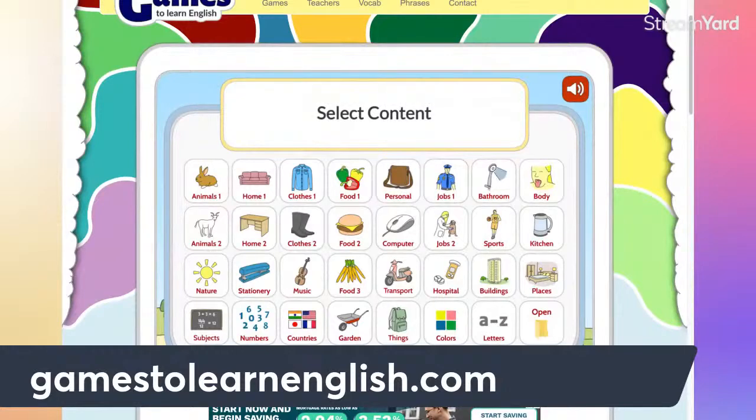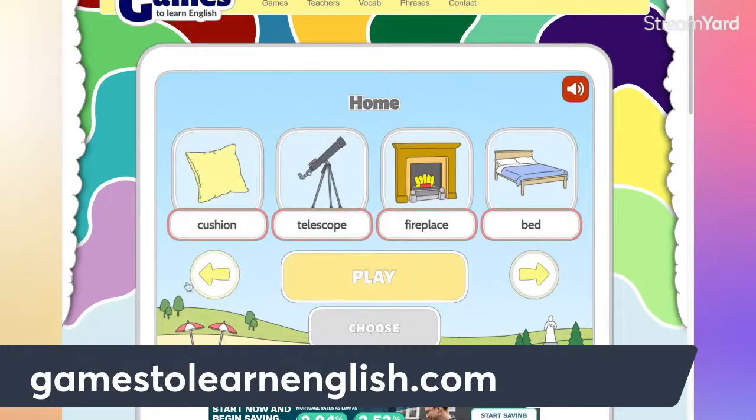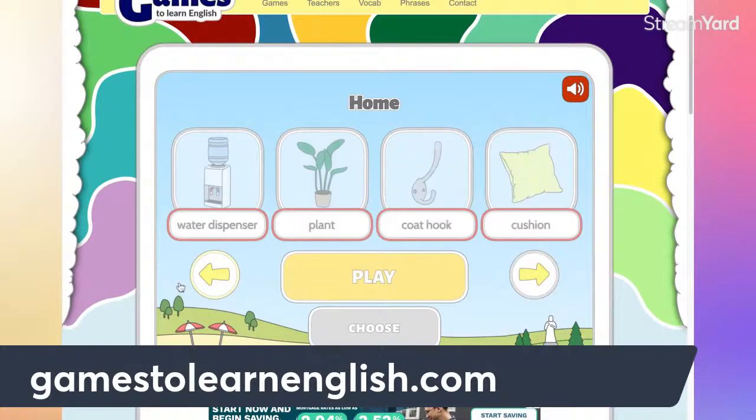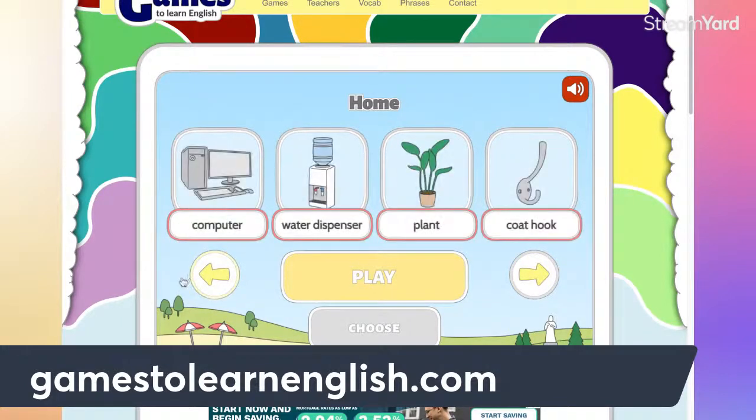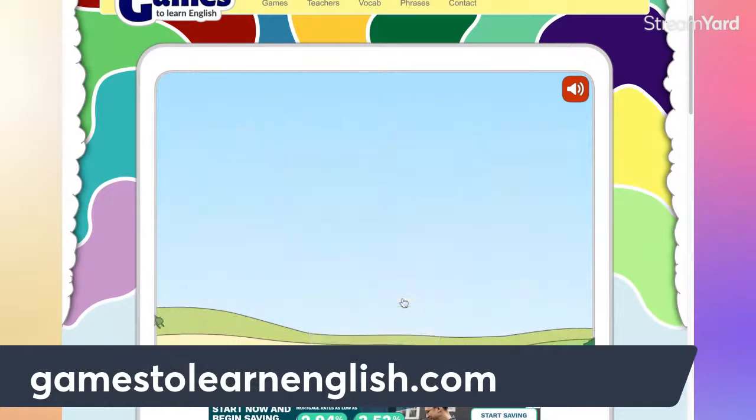If you click on choose, you can learn about animals, the home, clothes. It will tell you what words you're going to learn up in that section at the top. So you get to choose. So it's not random. So here is home. In home, if you click the arrows, it will go through all the different vocabulary. Once you have done all of them, then click on play.